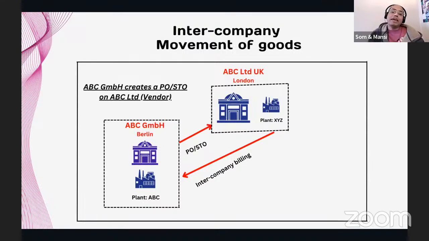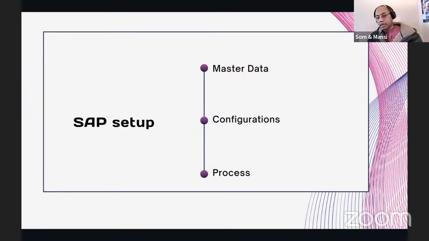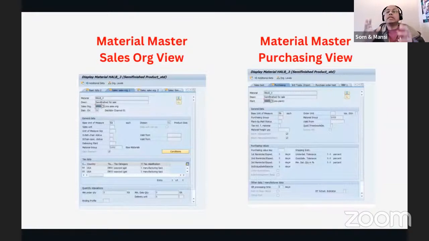In this case, how the process works is something we will discuss in detail: how the master data is set up, how the configuration happens, what kind of configuration goes into the system, and what the process involves to record these intercompany transactions or intercompany billing in our system. We'll discuss that as well. Now let's discuss master data.